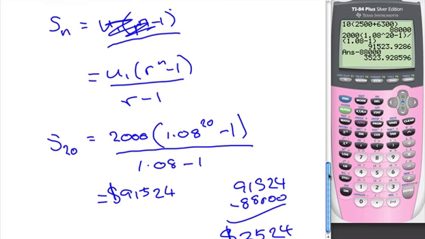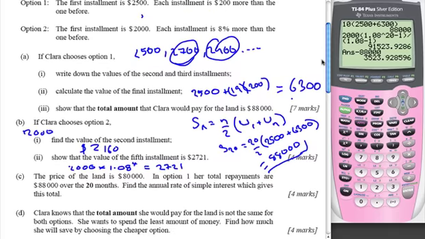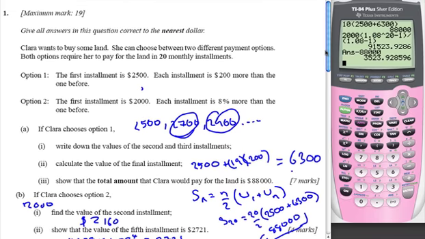By choosing option 1, was it? Yeah, because option 1 was the arithmetic. Ah, yeah, that's the best one. Okay, so let's just double check. Yes, that's right. It did say to the nearest dollar all answers. Perfect. Yep.